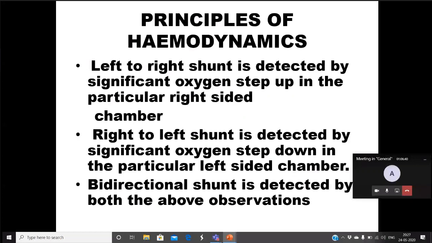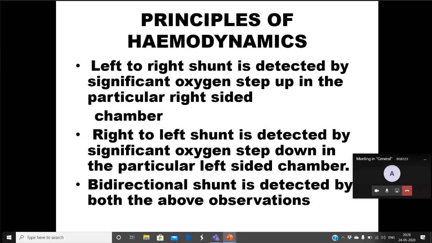Left to right shunt is detected by a significant oxygen step up in a particular right side chamber. If there is an oxygen step up in the right atrium, you will diagnose that there is a shunt coming to the right atrium, that oxygenated blood is reaching the right atrium. If there is a step up at the ventricular level, then oxygenated blood is coming to the right ventricle. And if there is a step up at the pulmonary artery level, then oxygenated blood is reaching the pulmonary artery. So what is the degree of step up required to diagnose a shunt at the RA level, at the RV level, and at the pulmonary artery level?